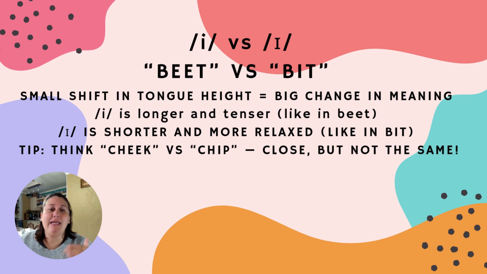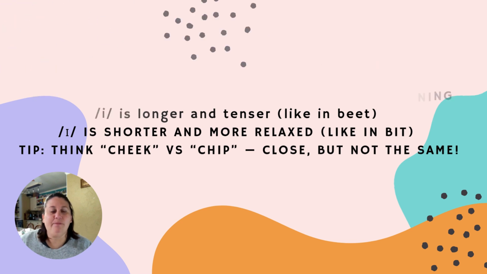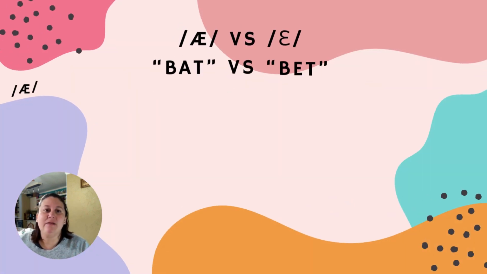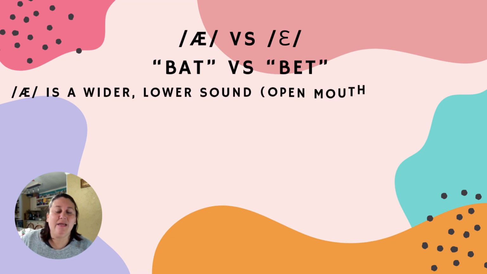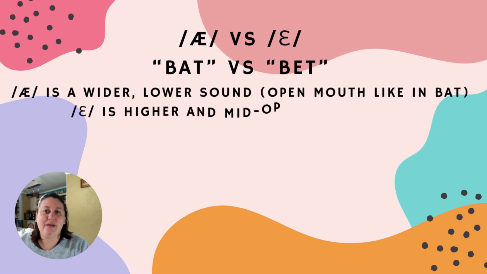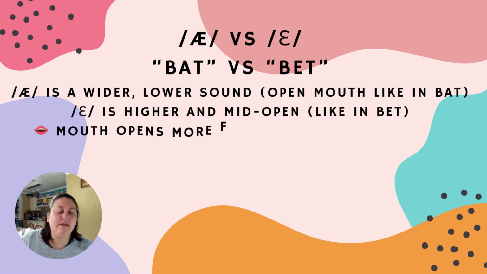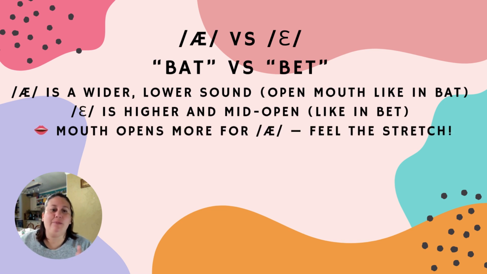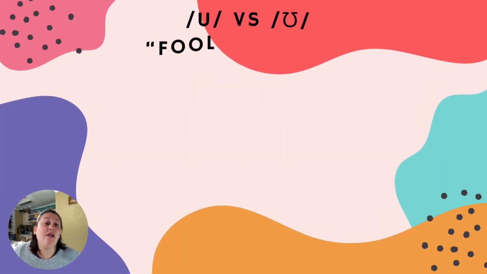So let's just look at beat versus bit. Beat versus bit, right? So beat and bit, completely different. What about bat versus bet? See how we are both beginning with a B and ending with a T, but we have completely different words, completely different sounds.